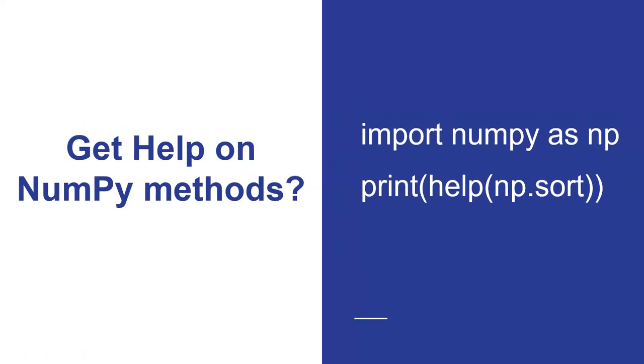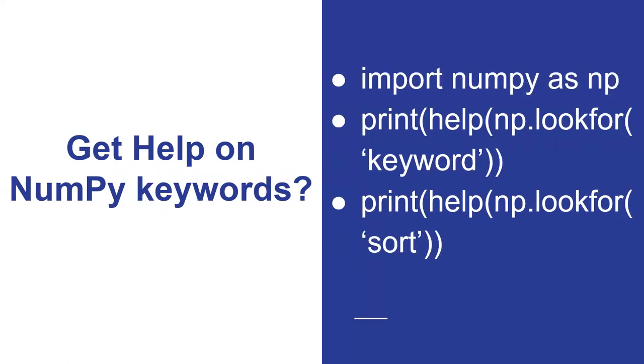Get help on NumPy methods. If you want a specific method, then you have to do print help. First, you have to import numpy as np, like I mentioned before. Once the np alias is defined, you just say print help np.sort, print help np.array, print help np.zeros, print help np.arange, or whatever method you want. You just give those a name, and then np dot, and that name will be defined.